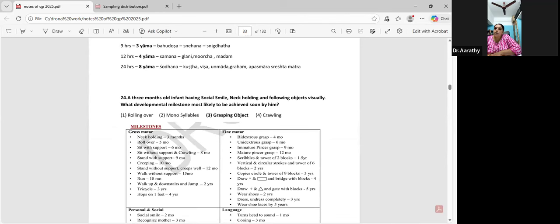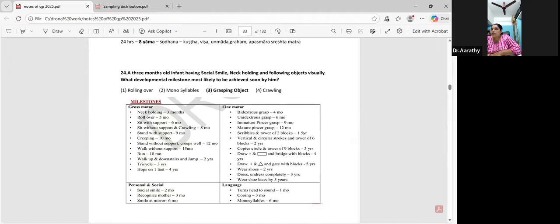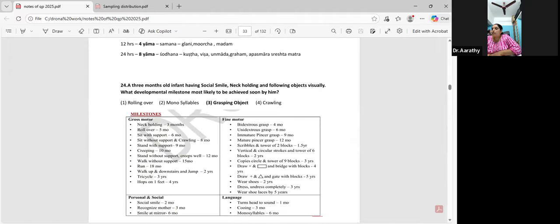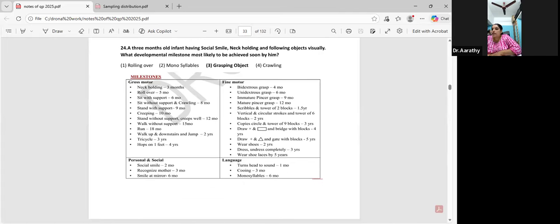Coming to the 24th question. A 3 months old infant having social smile, neck holding, and following objects visually. What developmental milestone is most likely to be achieved soon by him? The options are rolling over, monosyllables, grasping object, and crawling. So the given option is grasping object. That is the right answer.